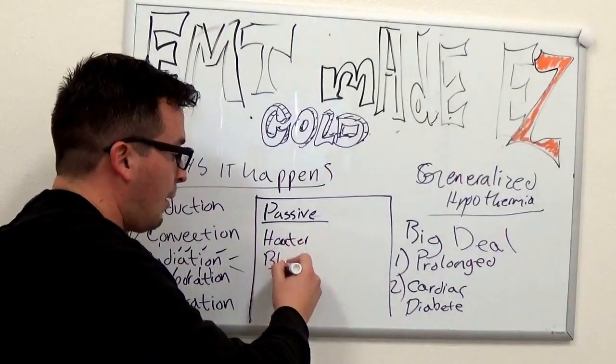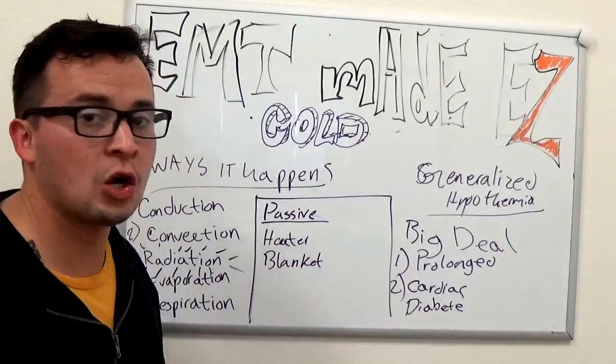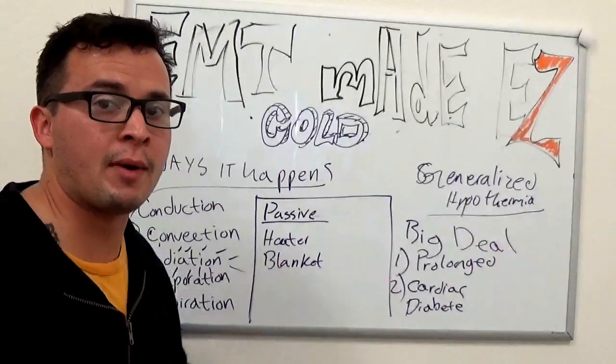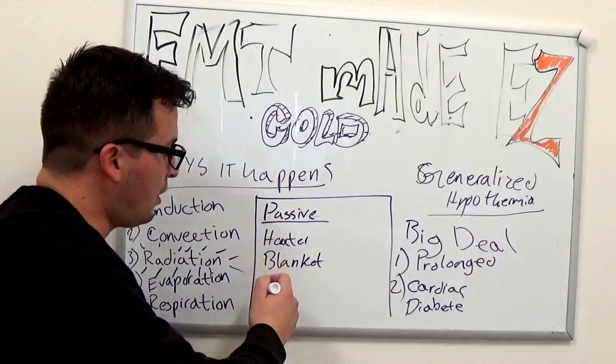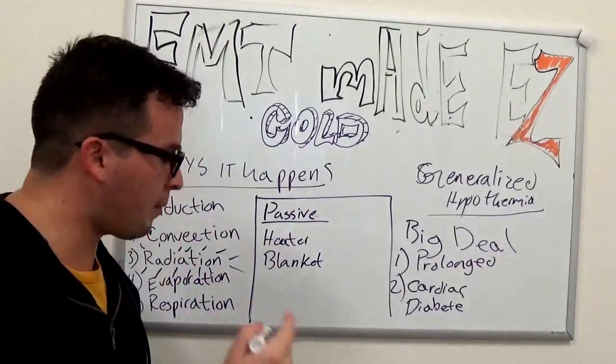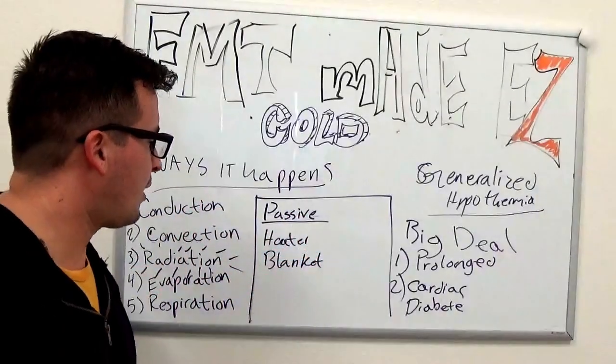Also a blanket. A blanket is passive because you're allowing the patient to warm up with their own core temperature. You're just kind of helping them out a little bit. And that's pretty much it as far as passive. Have them rub their hands. Maybe that'll help out too.